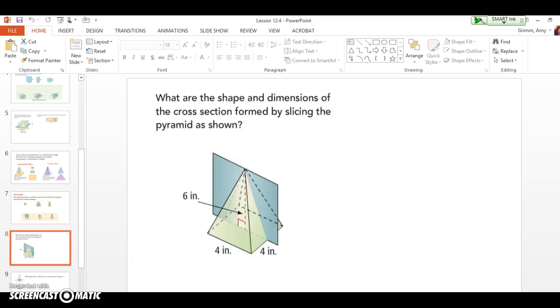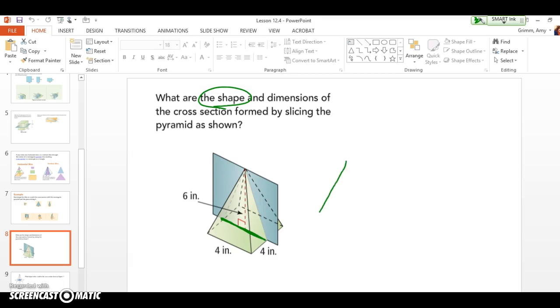All right. So this one is this exact one right here, because what's the base of that one? A 4 by 4, right? Which is a square. So it is this shape right here. How tall did it say this pyramid is? 6. Okay. So what they're asking is, what are the dimensions? And what is the cross section? What is the shape? So what's your base going to be? 4. If I slice it like this, it's going to be 4 going across.